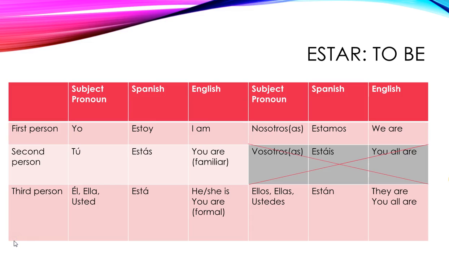The nosotros, nosotras form of estar is estamos. You can also use estamos when the subject is a subject pronoun or a person's name with yo. The ellos, ellas, ustedes form of estar is están. You can also use están when the subject is more than one person or object.